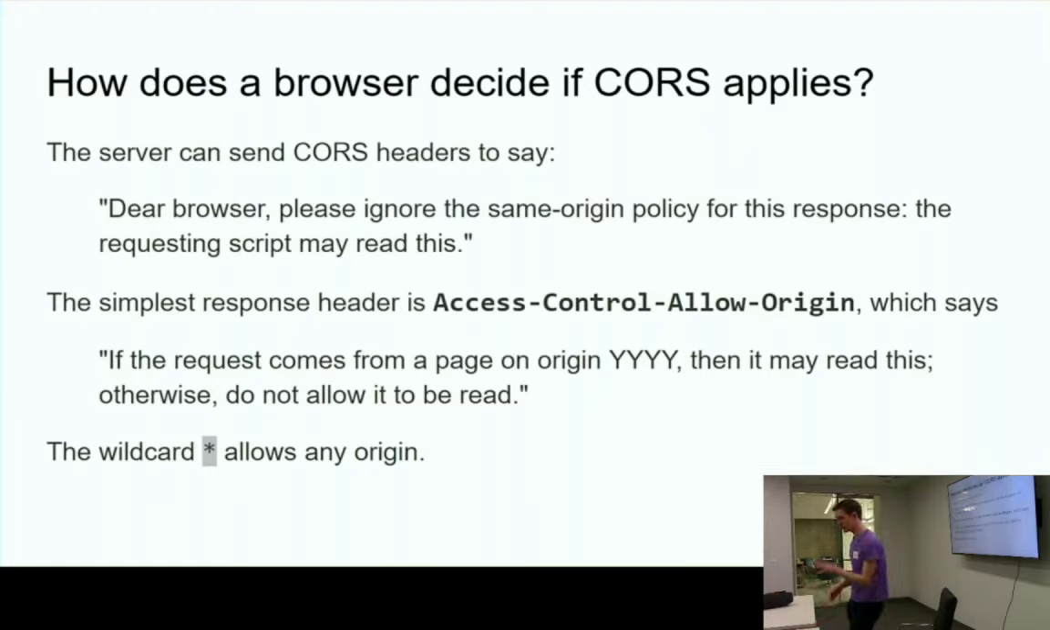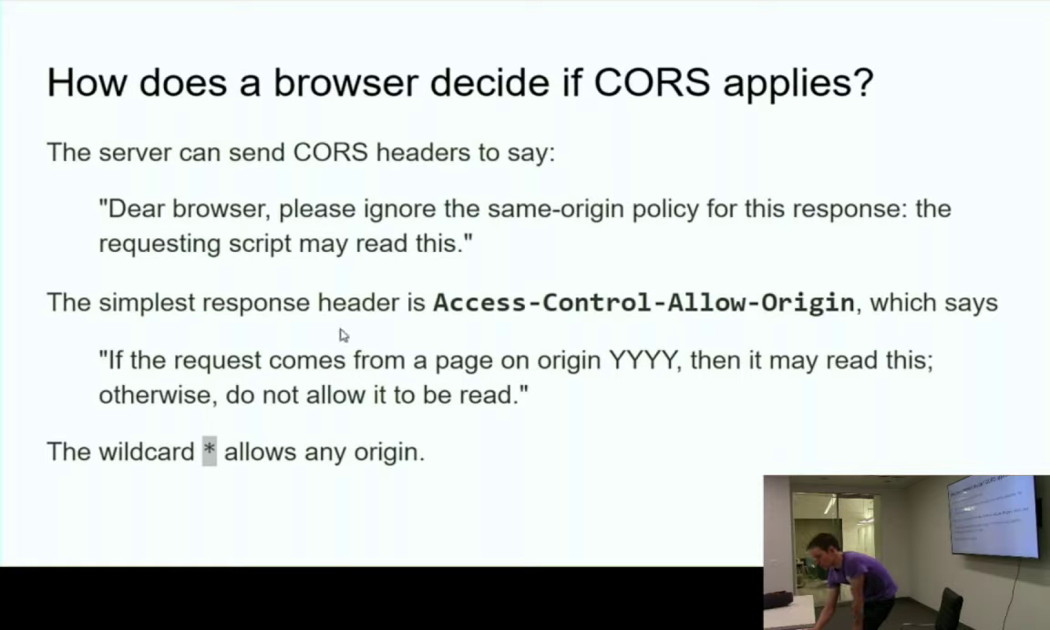So the server, again the right-hand side of that diagram, can send back something that says, dear browser, please ignore the same origin policy with this response. Whoever requested this, or if it's from this specific origin, you can specify a specific origin, or you can say anybody can read this. So it says who can read this. So don't use the default rules, use the rules that I'm specifying right now in this response header.